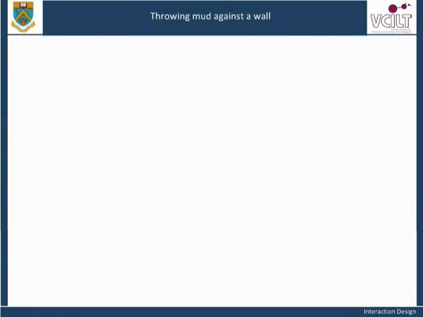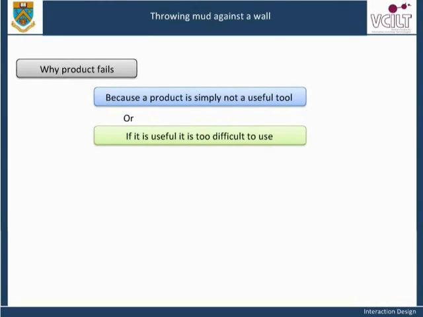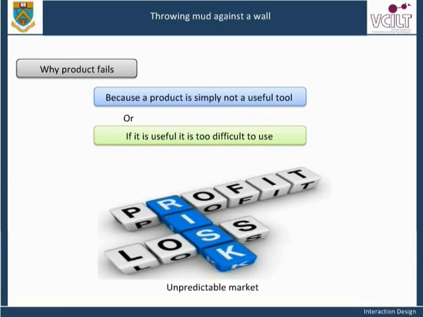A little analysis of why a product fails, and it is typically because a product is simply not a useful tool, or, if it is useful, it is too difficult to use, will prevent failures in future. A lot of venture capitalists believe that there is no way to predict what will or will not fail, given the unpredictable market, and are therefore just as likely to fund bad products as well-researched and targeted ones. This random activity is lightheartedly called throwing mud against a wall to see what sticks. The funding of many high-tech capital ventures follows very much this idea.